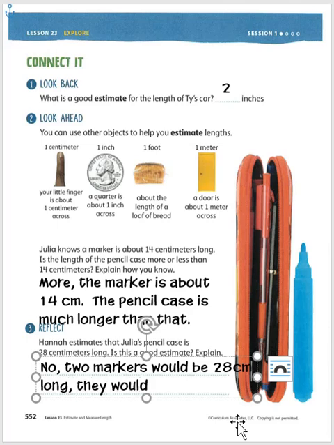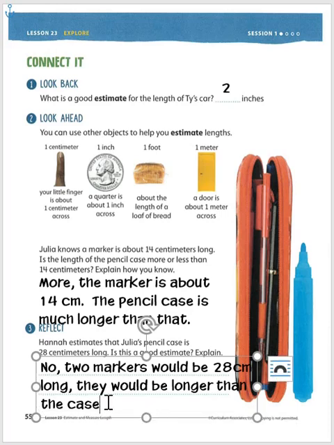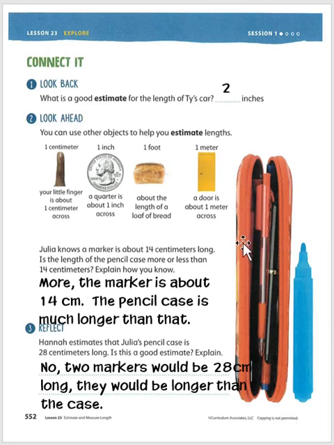They would be longer than the case. Longer than the case. I made this too big a font, sorry. No, 2 markers would be 28. See this marker, is that more than halfway? See right here? Is that more than half? It is. So if we did a whole other marker, this is shorter than 28. Does that make sense? To see how long it is?